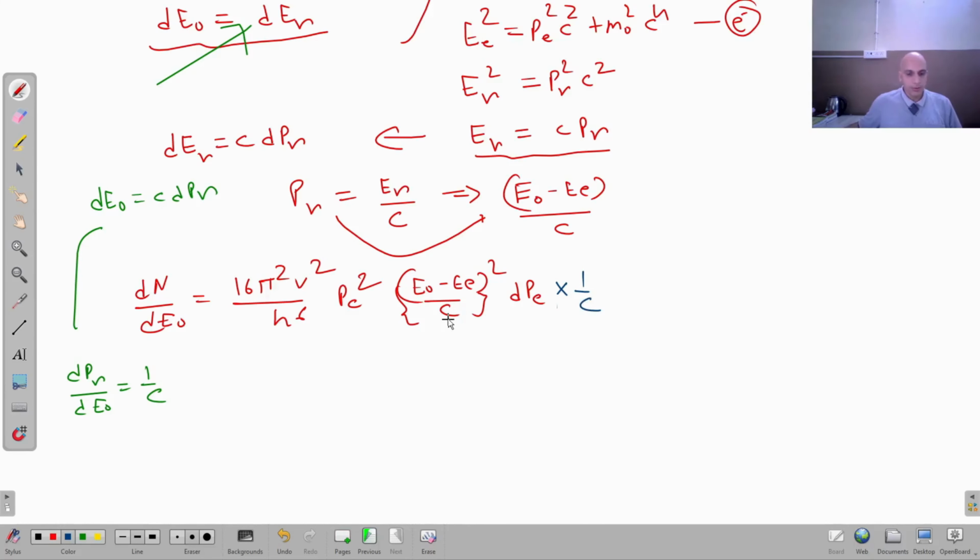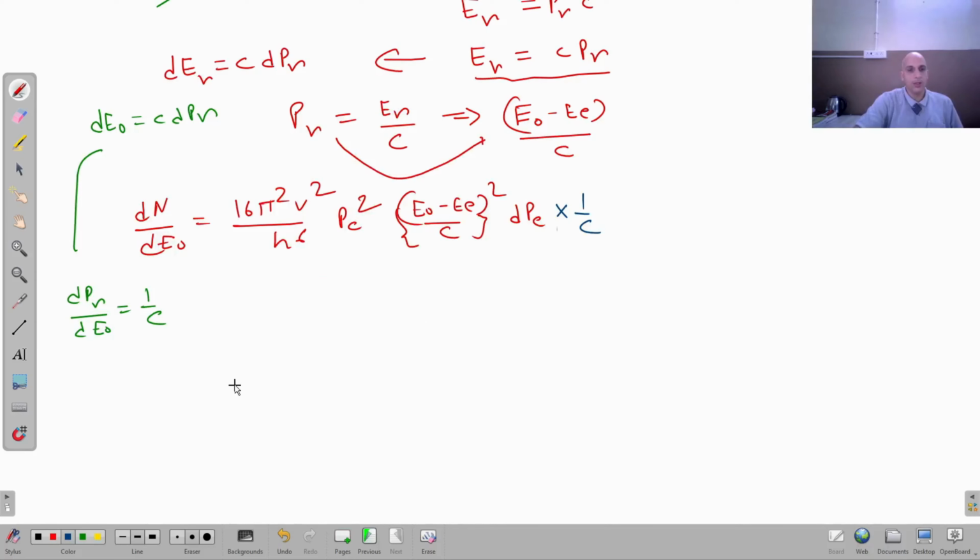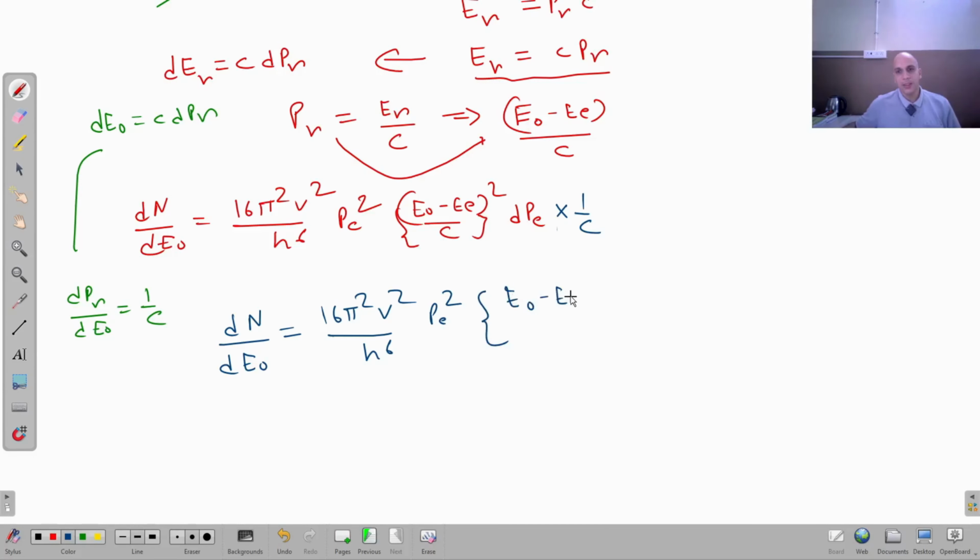So when you multiply all these factors, what you got? dN upon dE naught is equal to 16 pi square B square upon h power 6 P electron square, into (E naught minus E electron) upon C, whole square, dP electron upon C. This is what you got from here.